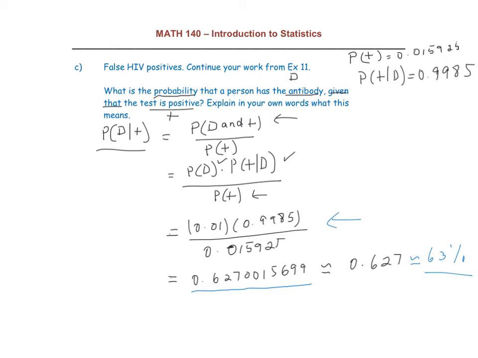So there is still a 37% chance that the person who has tested positive will not have the disease. So the probability that someone does not have the disease, knowing that they tested positive, is equal to 1 minus the probability that they have the disease knowing that they tested positive. So that would be 1 minus 0.627, and that is approximately equal to 37%.